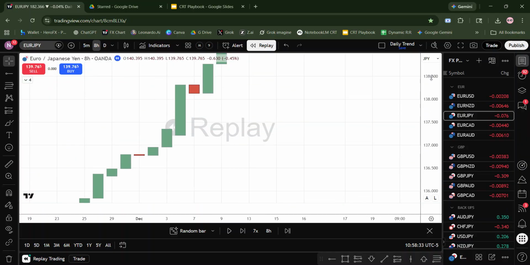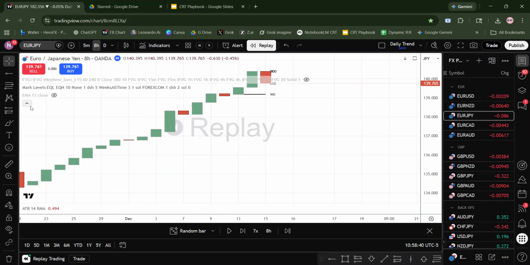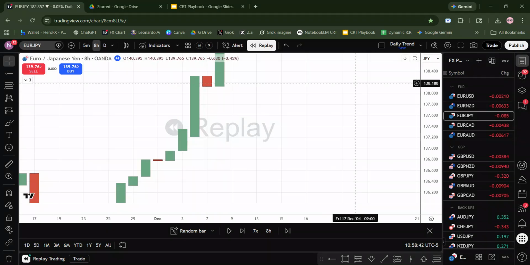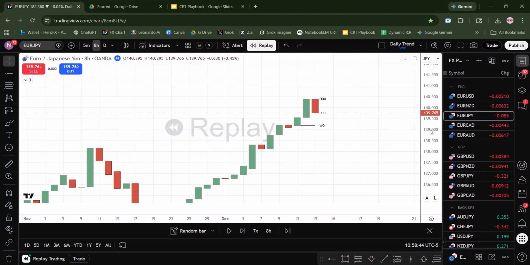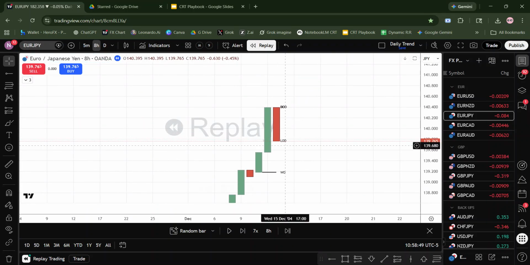Okay. And there we go. Now, in this case, I don't care about the high of the week necessarily. All I need to see is the high of the day. So when I trade 8-hour charts, the only necessity that I have is that candle 2 must create the lower high of the day. All right. So let's get this going here.